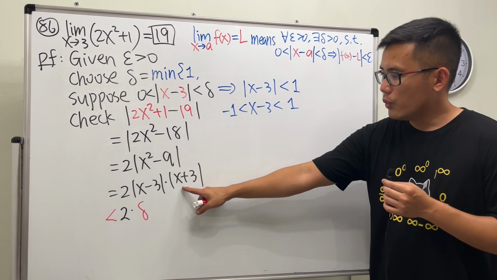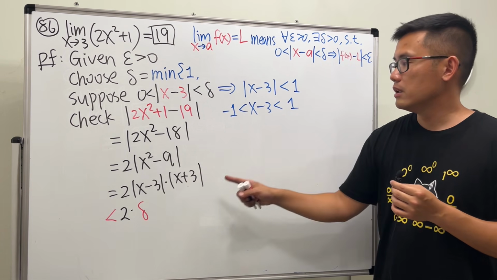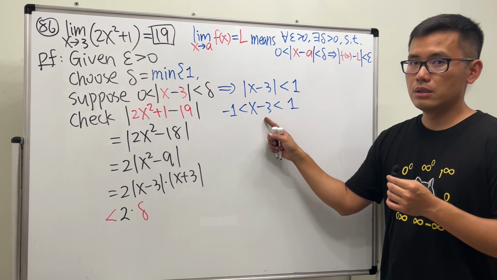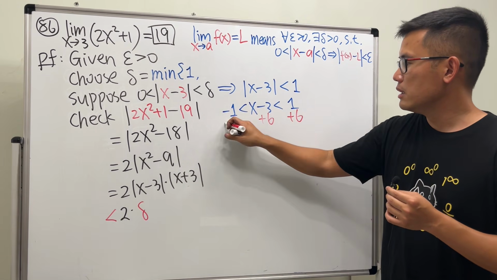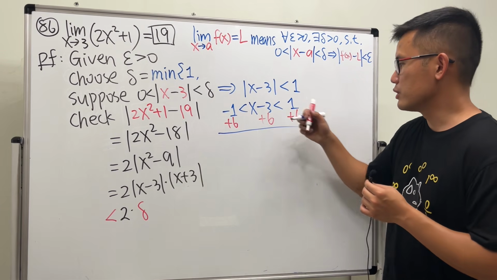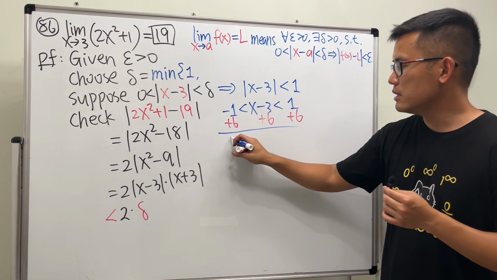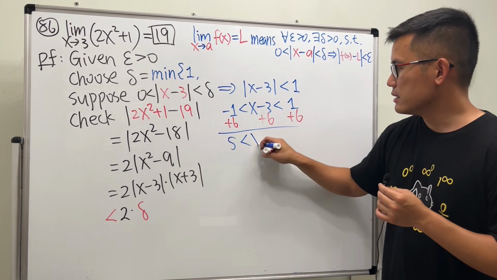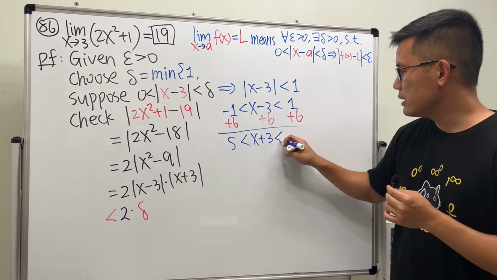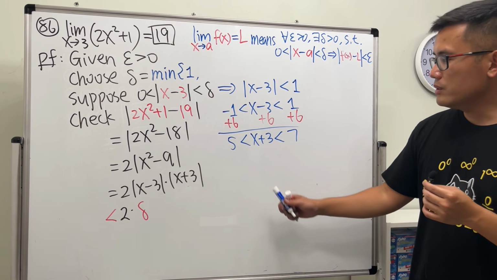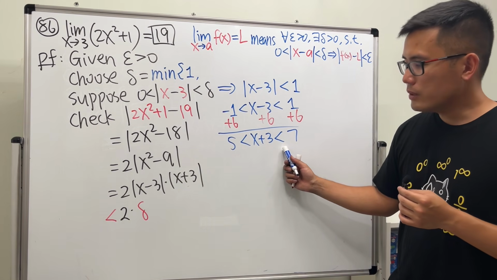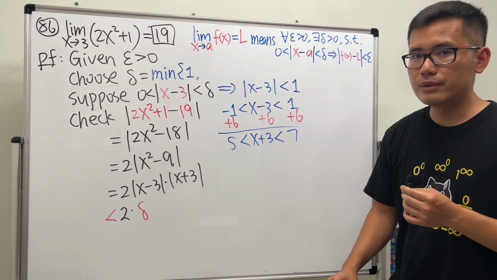And now you see, we want to have x plus 3. This is x minus 3. So let's just go ahead and add 6 to everybody. And this is of course legitimate because this is just a regular inequality. And then you see this is 5, and then this is x plus 3, and then this is 7. Okay? Now, question for you guys. I want to go from here back to the absolute value. How do we do it?